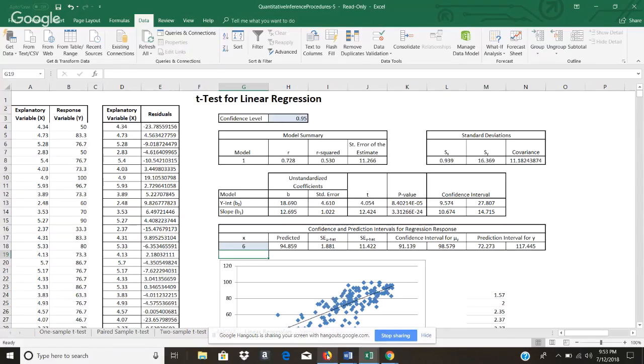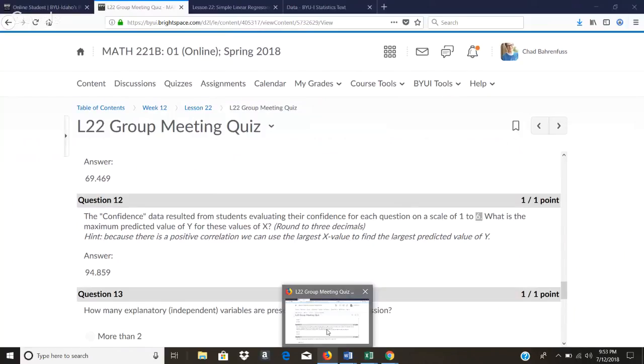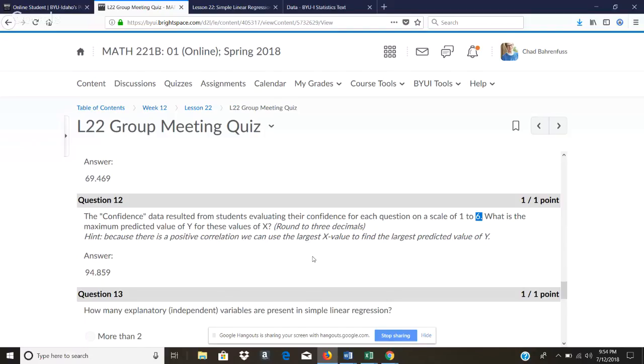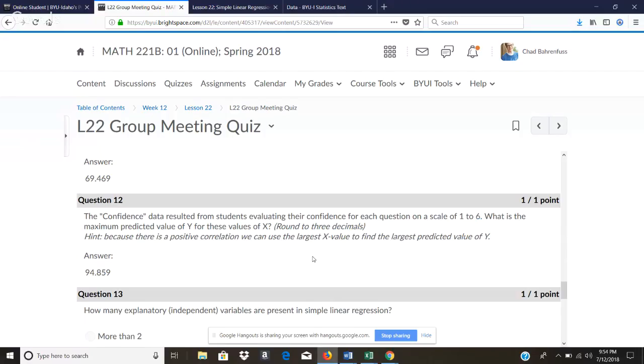Can you go back to the quiz really quick? Yep. The confidence results from students on a scale of 1 to 6, and so you just grab the maximum number, like the highest number. Yeah, scale 1 to 6. Okay. See, I wouldn't know how to do that one. It was kind of weird.